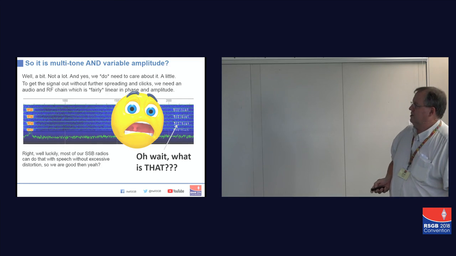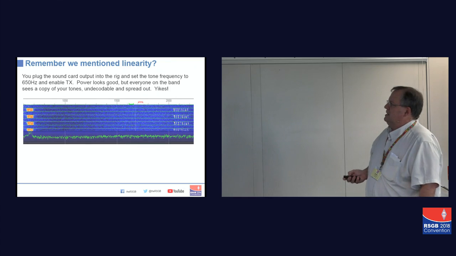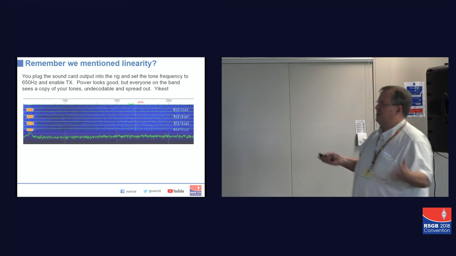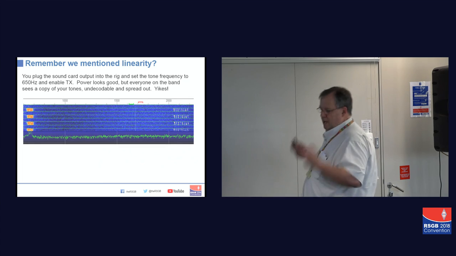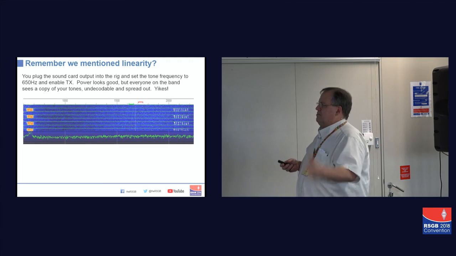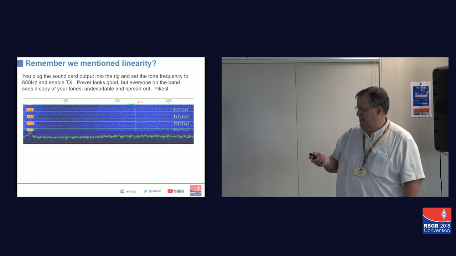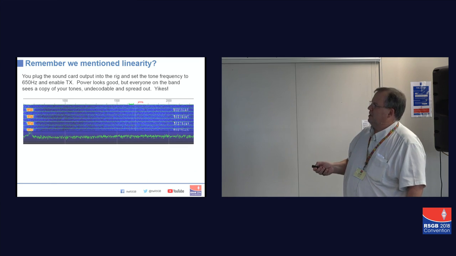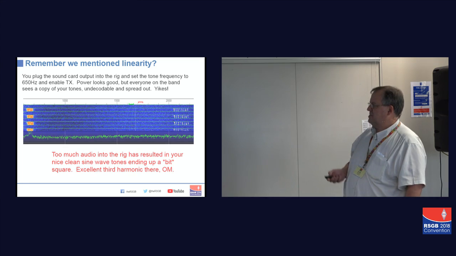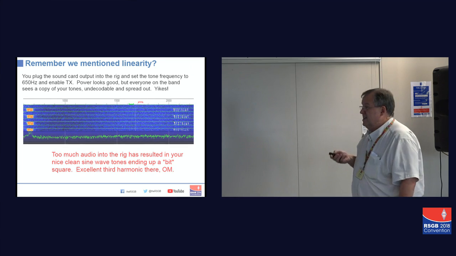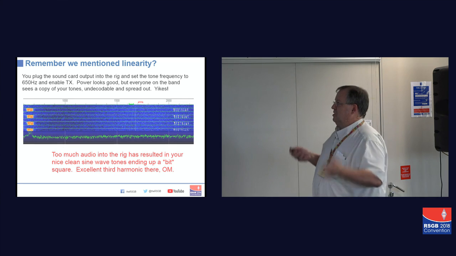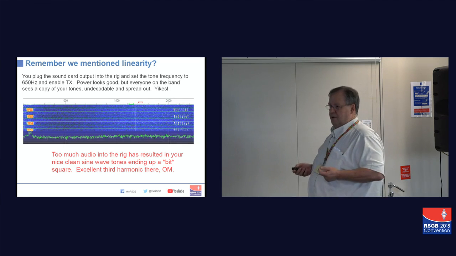Oh dear, what's that? So you've plugged in your sound card and you've got everything working at 650 hertz. There you are, you're on transmit. Power looks great, and the neighbours start to complain. And you've got over here a very nice copy of your tones, but they're 150 hertz wide. The reason is you've overloaded your audio, so you end up with your nice, beautiful sine waves suddenly ending up as rather square waves with good odd harmonics.